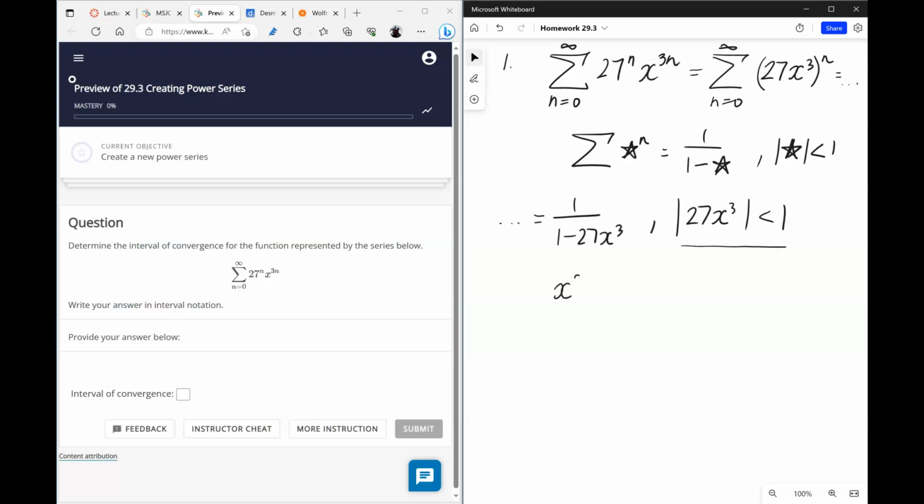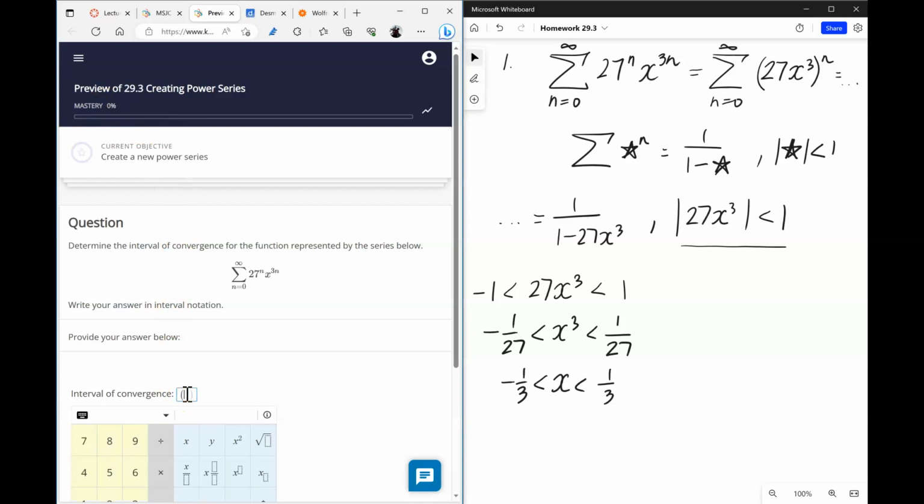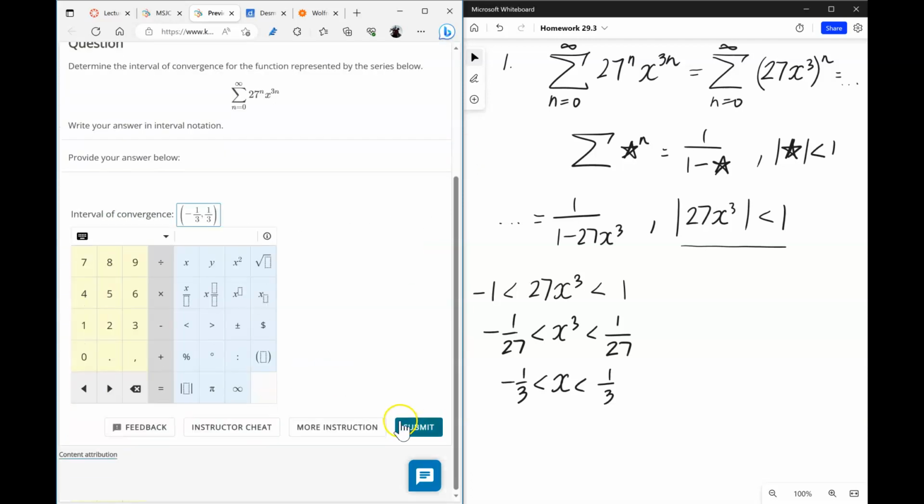To obtain the interval of convergence, we have to solve this inequality. So 27x cubed will be less than 1 and greater than negative 1. So x cubed will be between negative 1 over 27 and 1 over 27. And then x will be between negative 1/3 and 1/3. This is our interval of convergence. We don't have to verify the endpoints because this interval was obtained analytically and not by using the ratio test. So this is our answer.